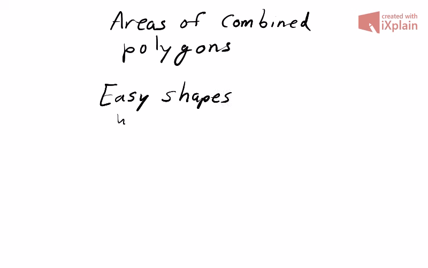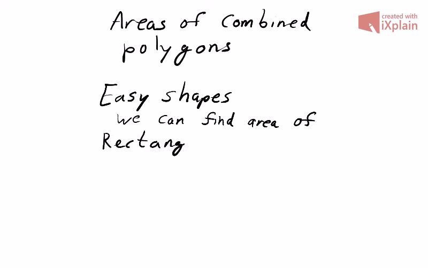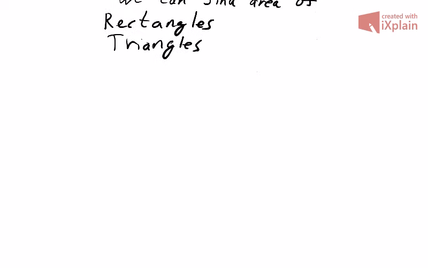So we can find the area of really easily, we can find rectangles, and we can also find triangles. So that's our goal, is to break our shapes down into rectangles and triangles.